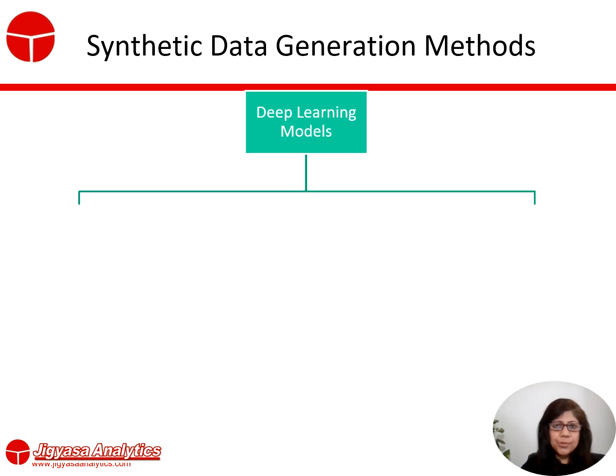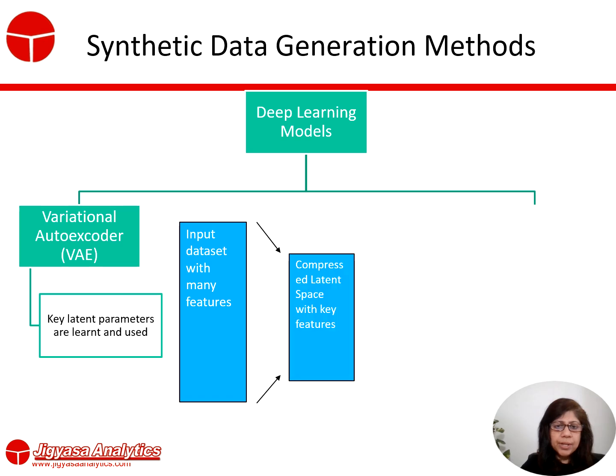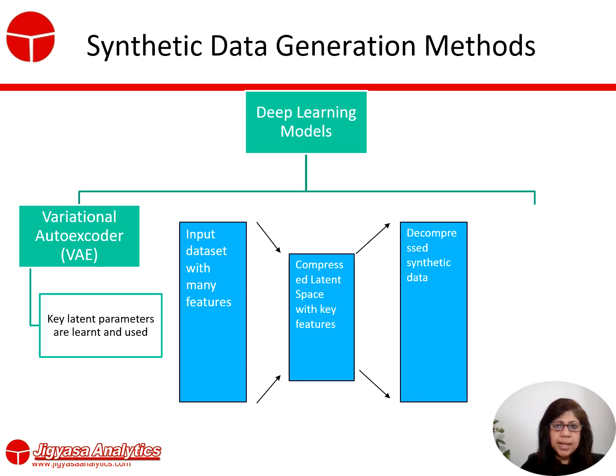Since vision and language models worked so well in generating new images and content, researchers have recently tried to apply some of these same methods to tabular datasets, and those are shown on this slide. Variational autoencoders compress an input dataset to a lower dimensional space, which captures the most important features of the high dimensional input dataset. Another sample from the same lower dimensional space can then be decompressed to create new synthetic samples.